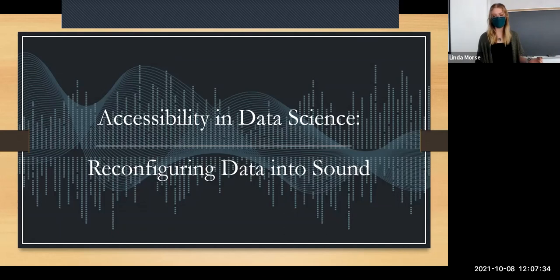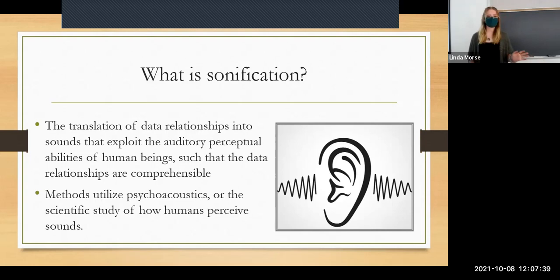So I'm going to read a definition to you and it's going to be a little wonky, but bear with me. Sonification is the translation of data relationships into sounds that exploit the auditory perceptual abilities of human beings such that the data relationships are comprehensible. Which is a textbook definition, but it actually just means that sonification turns data into sound. And you can hear the patterns in the data instead of having to look at a graph and try to see them.